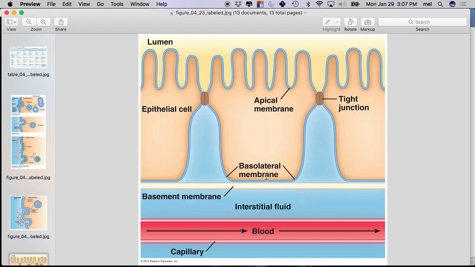So we are going to use the predictions that we have before. Fastest would be what kind of transport? Simple diffusion, and then next fastest? Channel. Then next fastest? Carrier. And then if you had to, you would pay for it with a pump.